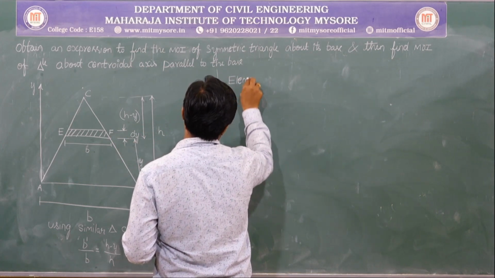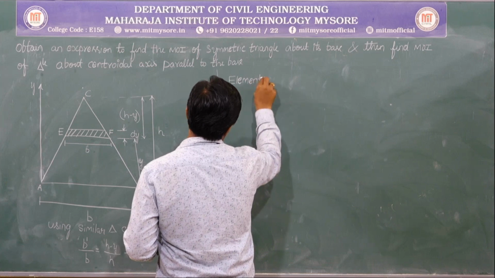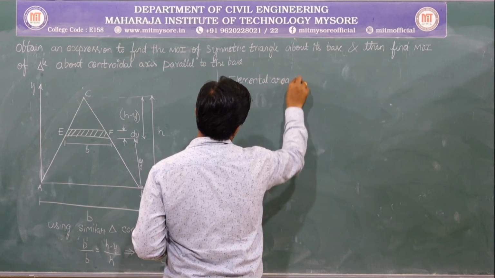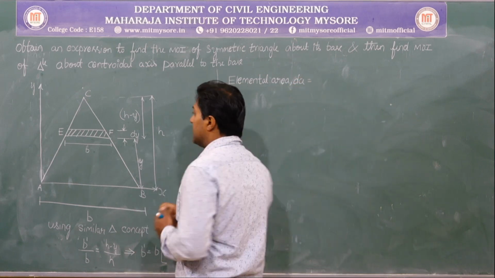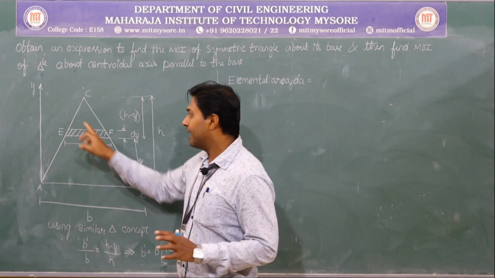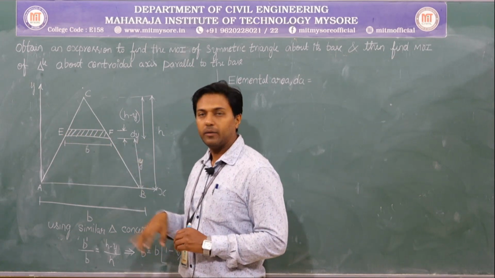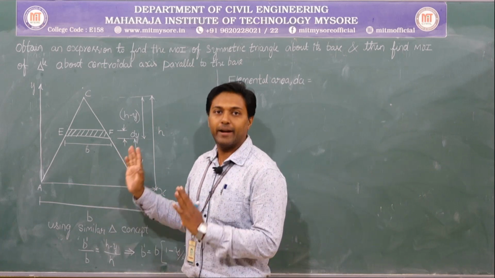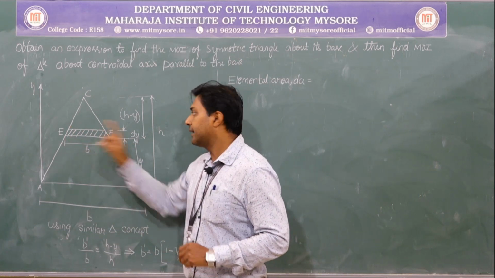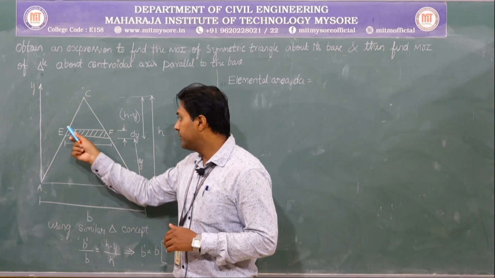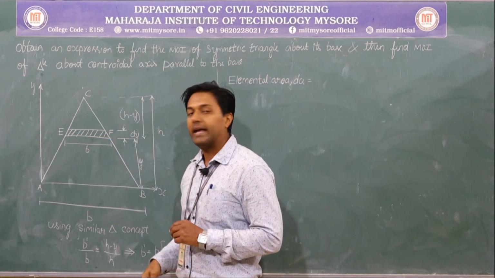Elemental area dA is equal to. Even though this elemental strip is approximately a parallelogram, I will be considering it as a rectangle, because it's a very small part I have taken. That's why it is called an elemental strip. So now I will be considering this as a rectangle.